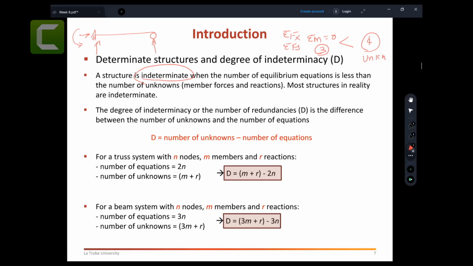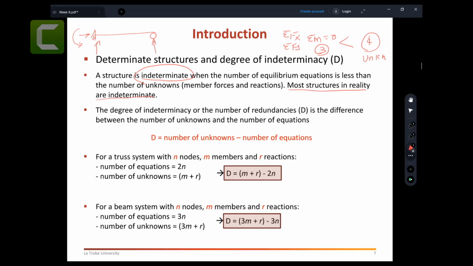The structures can be classified into 2 categories. One category is determinate structures, simple. From week 1 to week 7, when the number of equilibrium equations is equal to the number of unknown values, you can call them determinate structures. Like mechanics of solids, the whole subject in year 1 is about determinate structures. Now this is new: indeterminate structures, where you have extra unknown values, more than the equilibrium equations. Most structures in reality are indeterminate.